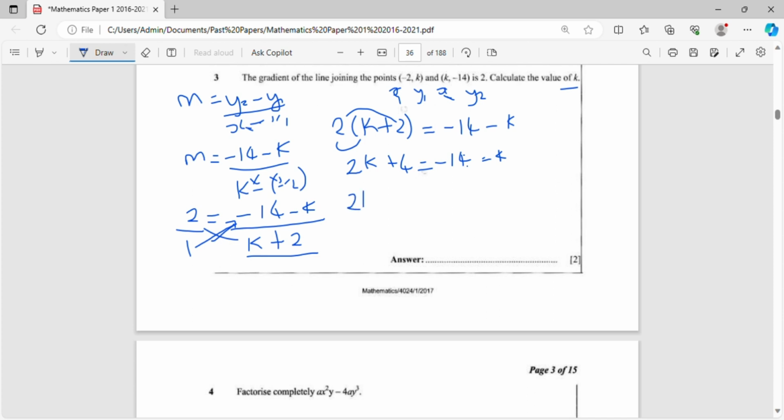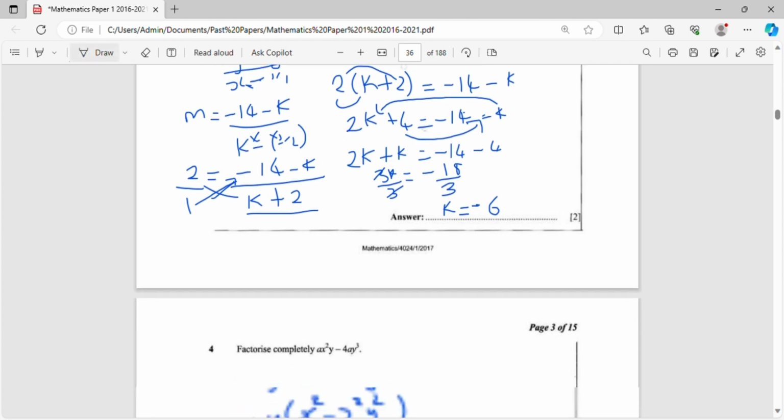So 2k, I'll cross this negative k over the equal sign. So negative k will become positive k, equal to -14. This +4, when it crosses the equal sign, will become -4. 2k plus k is 3k. So 3k is equal to -14 minus 4, which gives us -18. Since we need the value of k, we'll divide both sides by 3. So the value of k will be equal to, 3 into 18 goes 6 times, so -6 will be our value of k.